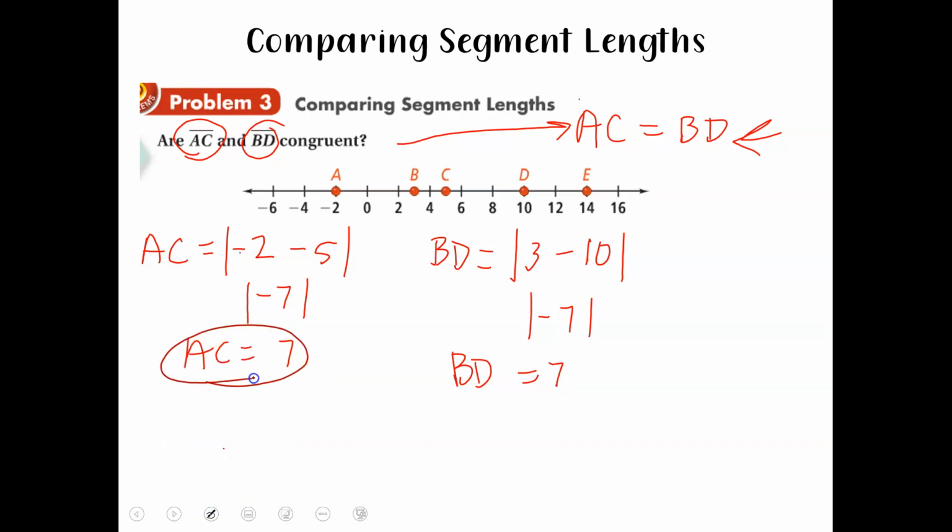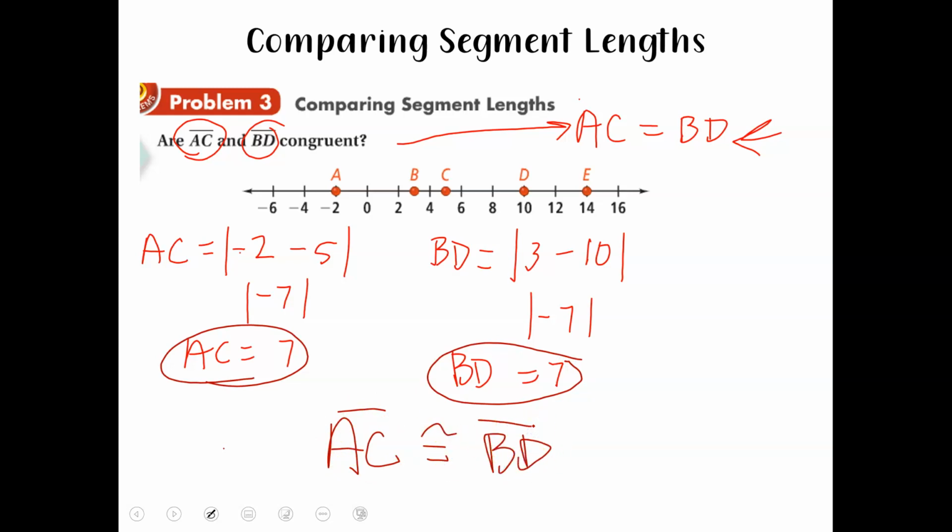Because AC and BD have the same length, then you can say the segment AC is congruent to the segment BD. So to answer the question, yes they are.